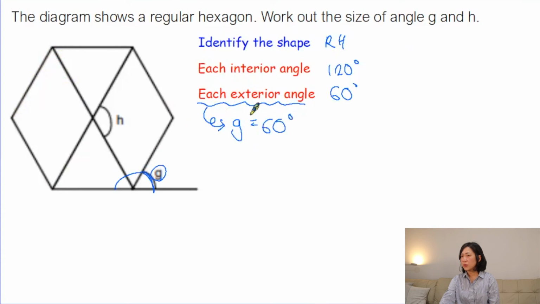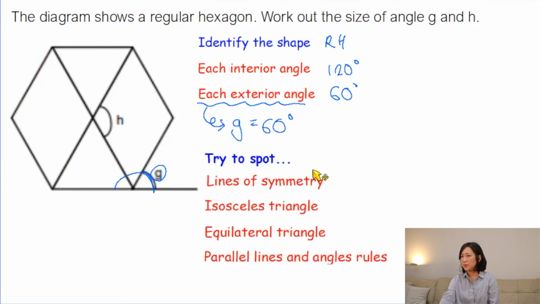Now let's focus on the H. So again, try to spot lines of symmetry or isosceles triangle, or I think lines of symmetry will work. Now these are the lines of symmetry. Oh yeah, so remember, a regular hexagon can always be divided into 6 equilateral triangles, right? Then let's write down 60 inside the equilateral triangle.